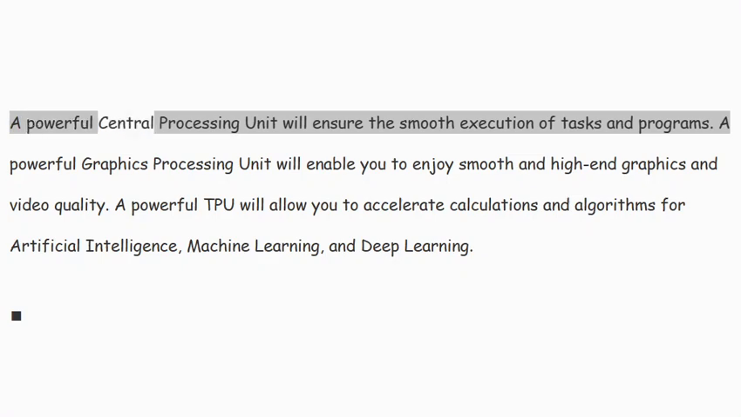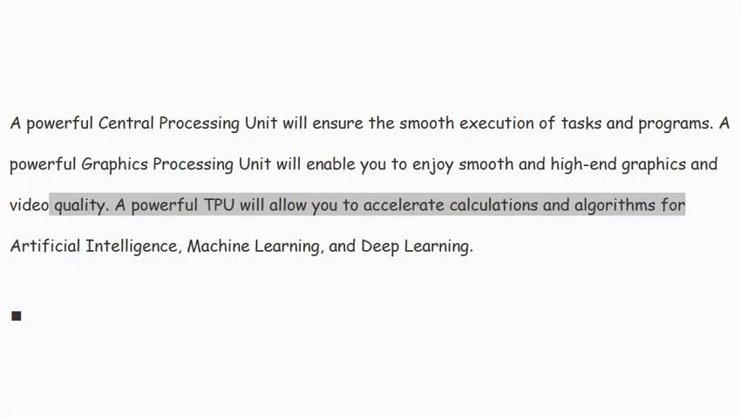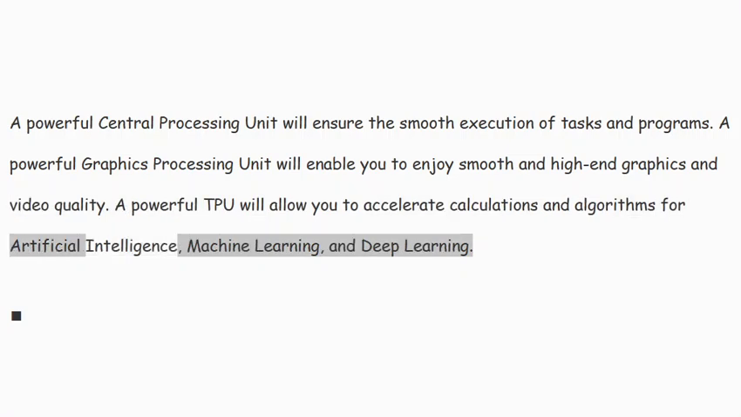A powerful central processing unit will ensure the smooth execution of tasks and programs. A powerful graphics processing unit will enable you to enjoy smooth and high-end graphics and video quality. A powerful TPU will allow you to accelerate calculations and algorithms for artificial intelligence, machine learning, and deep learning.